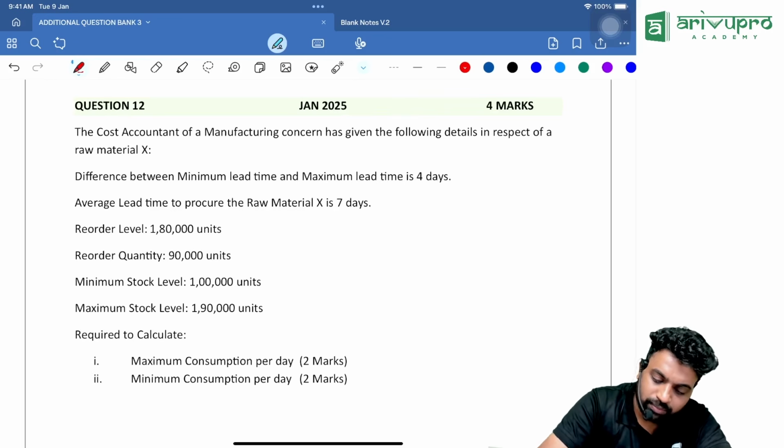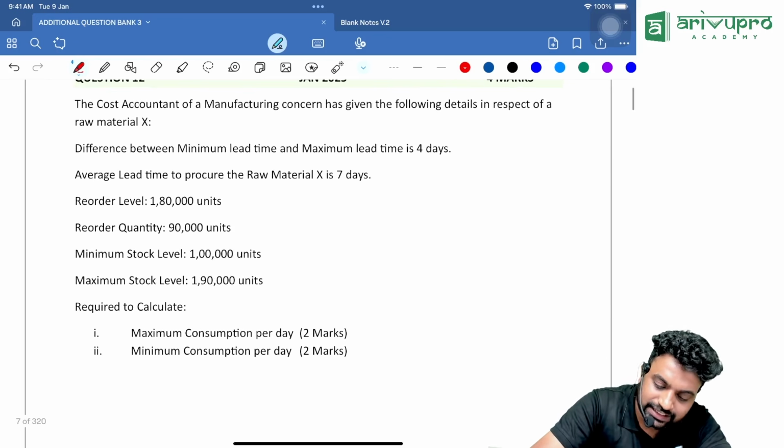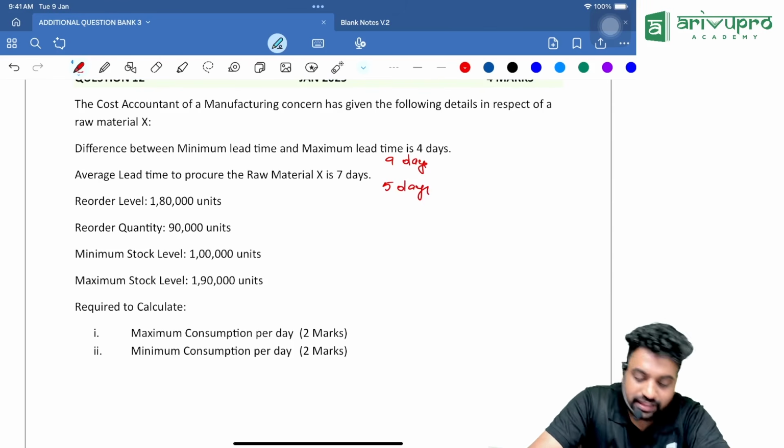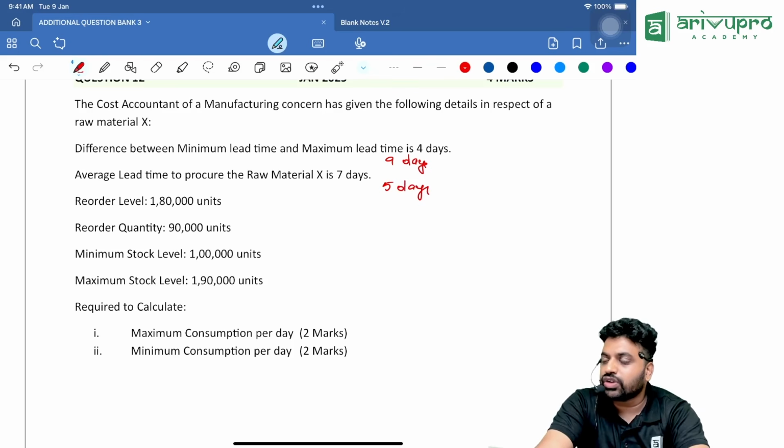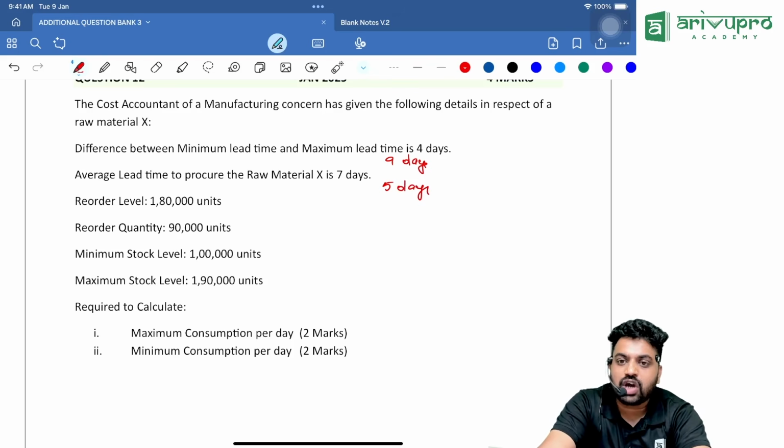Minimum lead time and maximum lead time is 4 days. Average is 7, means maximum is 9 days. Minimum is 5 days. They have given ROL, they have given ROQ, they have given minimum stock level, they have given maximum stock level. They are asking you consumptions. Awesome. They used to give the consumption and lead time, and they used to ask you levels. Here they have given levels and they are asking you consumption.